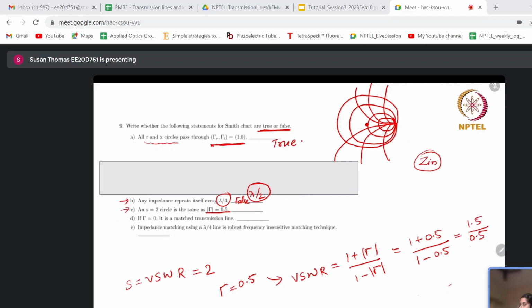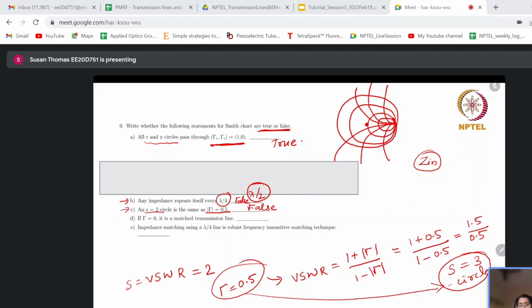So this corresponds to the S equal to 3 circle. This is not the S equal to 2 circle. So again this statement is false. Gamma equal to 0.5 corresponds to the S equal to 3 circle.